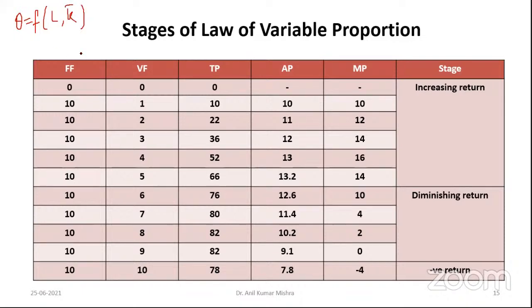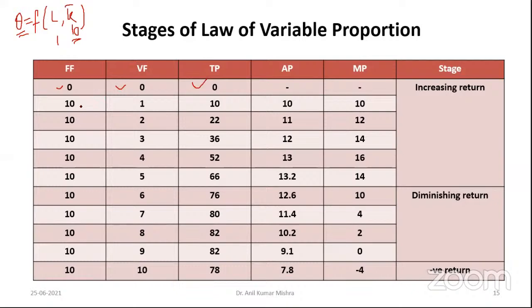As I cited, the capital is, let's say, 10 acres of land used for producing agricultural output. And the variable factor is labor, which is increased by 1 hour, then another 1 hour, then another, and so on. Q is the output produced. Now come to the definitions. The first row is 0. This is the initial phase. Fixed factor used is 0, variable factor used is 0, therefore there is no production.